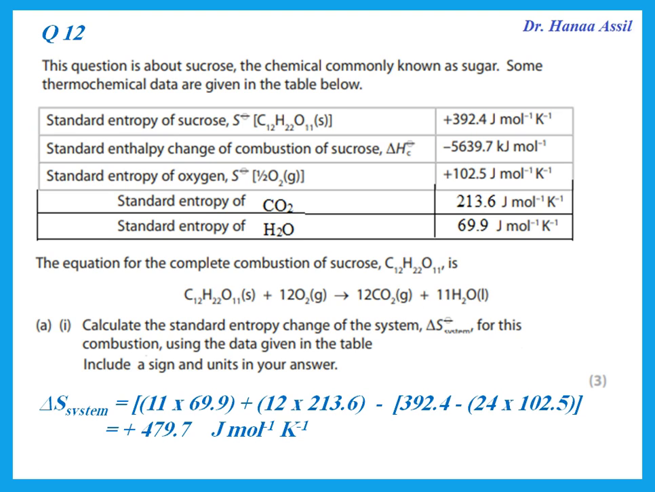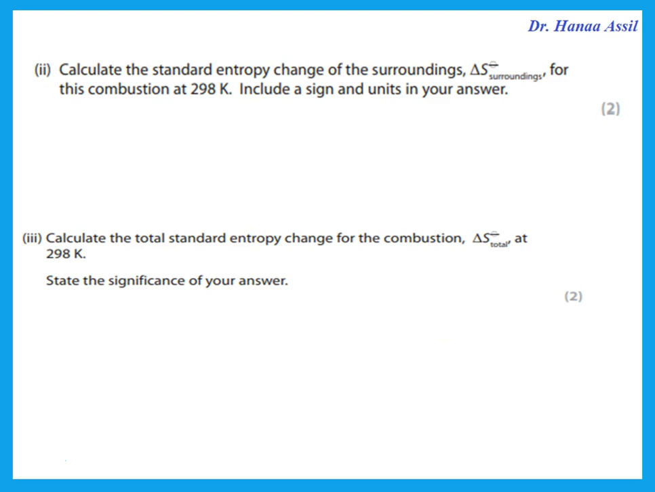The reactants are 1 sucrose, that is 392.4, and I have 24 of O2, because the entropy change of oxygen that he gives me is for half O2. I have 12 times 2, that's 24. 24 times the value that he gives me. This comes out to be a positive number in joule mole to the minus 1 K to the minus 1.